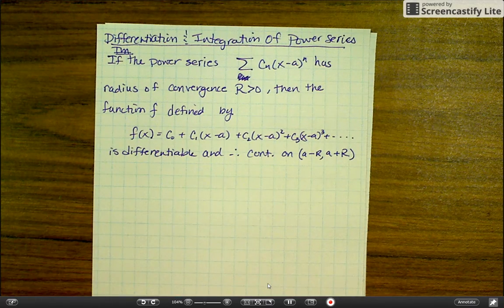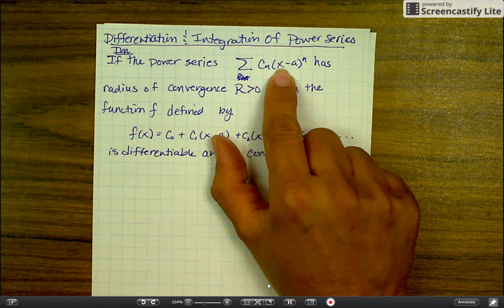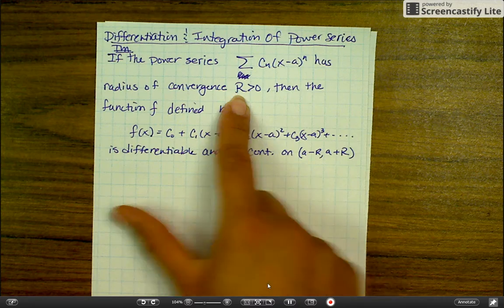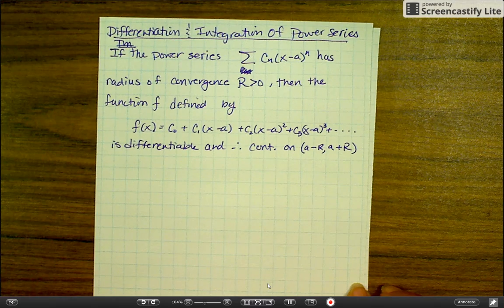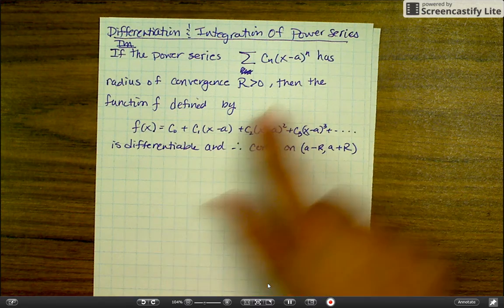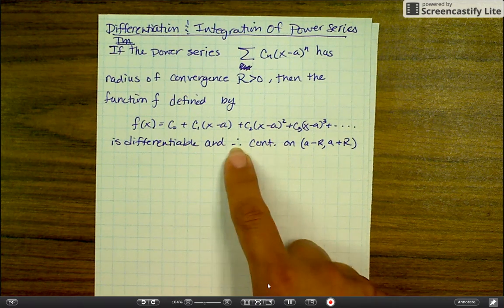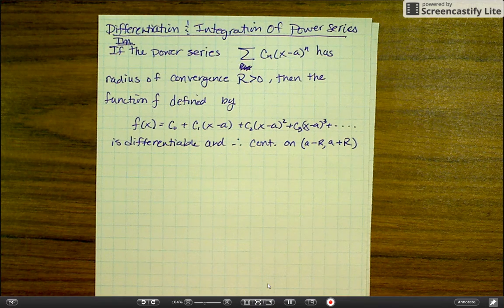So this right here is a theorem. It says if the power series Cn times the quantity x minus a to the n has a radius of convergence of r greater than 0, then the function f defined by this, which is basically the expansion of this power series, is differentiable and therefore continuous on the open interval, and this is your interval of convergence.